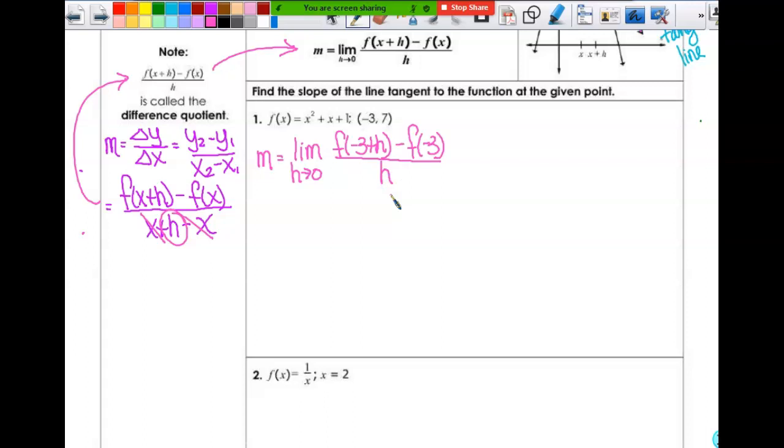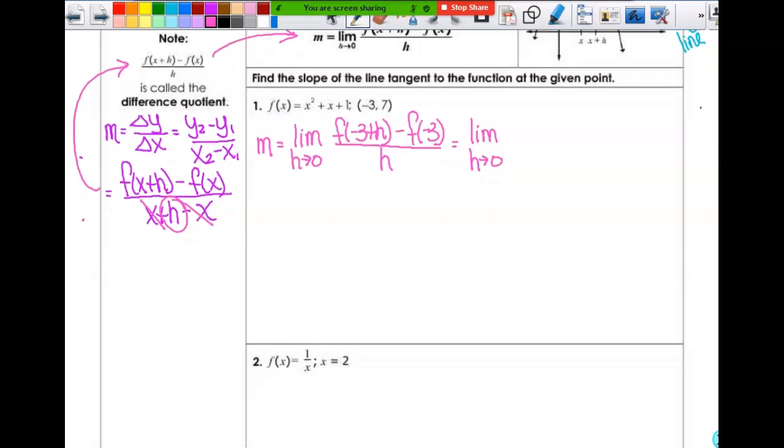Everybody with me so far? So now I need to actually evaluate those things. So I'm going to have the limit as h approaches 0. Every time I write an equal sign until the very end, I have to rewrite the limit, because it's not just that fraction, it's the limit of that fraction.